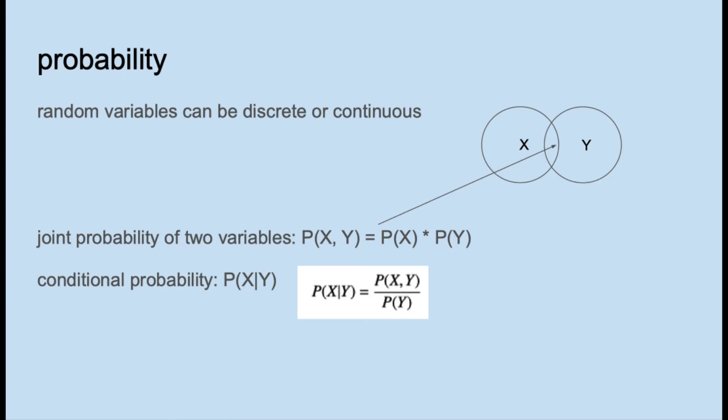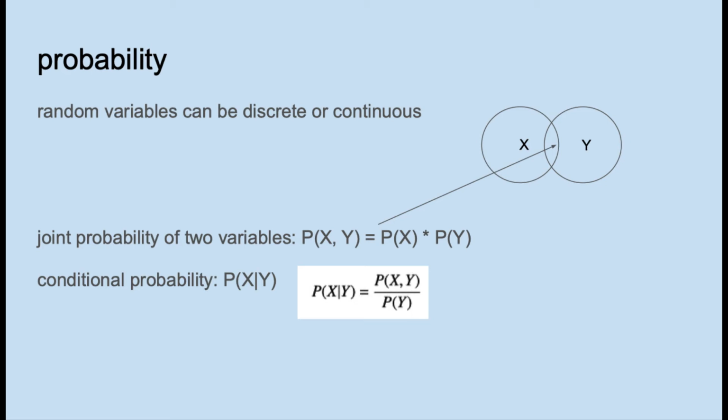In the rest of the video, we'll go through a quick probability review, emphasizing the information that we'll need for the first algorithm we look at, naive Bayes. A random variable can be discrete or continuous. The joint probability is the probability of both x and y occurring. In the diagram, we can see that as the overlapping space between x and y.